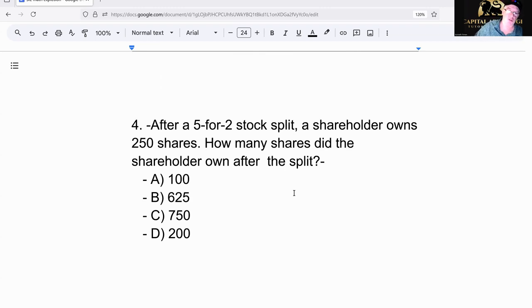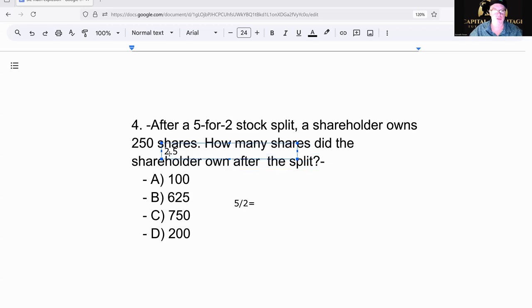After a 5-for-2 stock split, let me pause and do this one again. Here we go. After a 5-for-2 stock split, so this is a little harder, but it's the same thing. You're going to do 5 divided by 2. That gives you, let's do the math, I'm not going to ballpark it, 5 divided by 2 is 2.5. So that's my multiplier, 2.5. So I'm going to multiply 2.5 times the shares and divide the price.